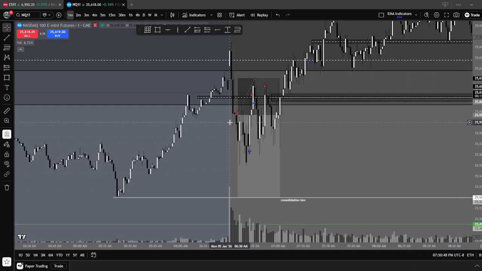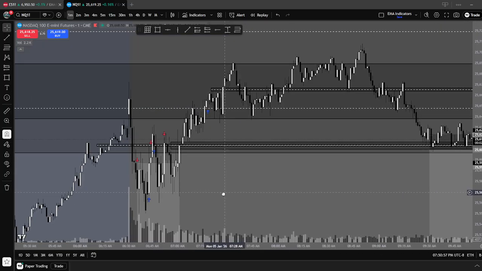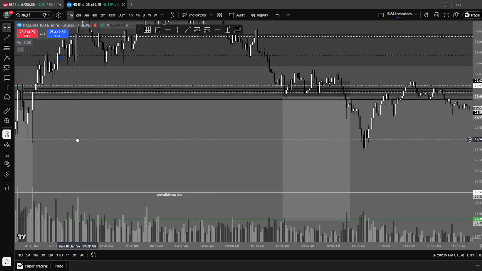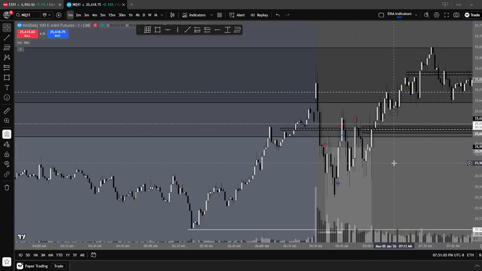We started making a decent push to the downside, and so I moved stops to break even. And inevitably, today's price action was dog shit. Like, truly, it was horrible. I got stopped at break even.